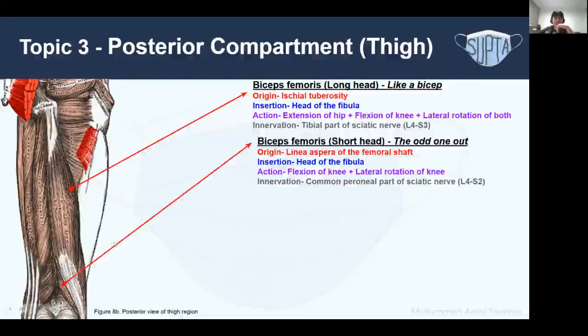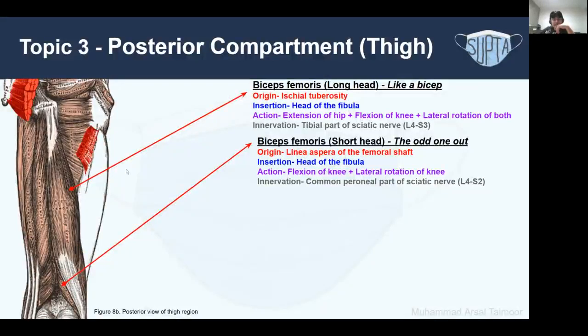Its function can be to extend the hip, but its main function is flexion of the knee, and obviously it also laterally rotates because of that diagonal direction that it takes. It goes sort of more medially, then goes laterally, so that's inferolateral, which means it can then rotate the leg, or the thigh in this case.